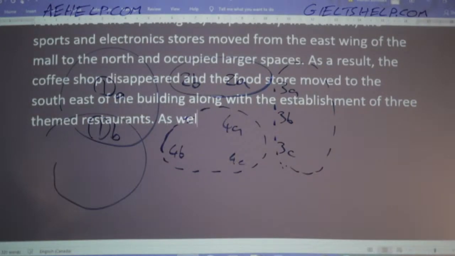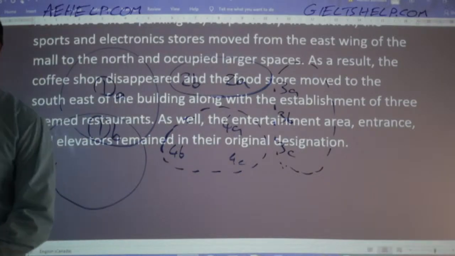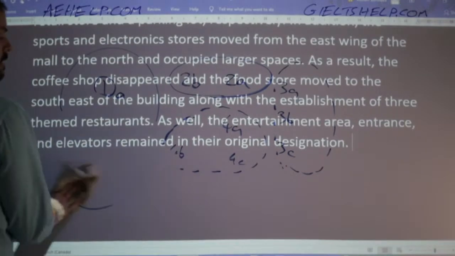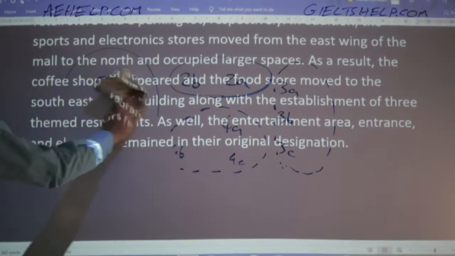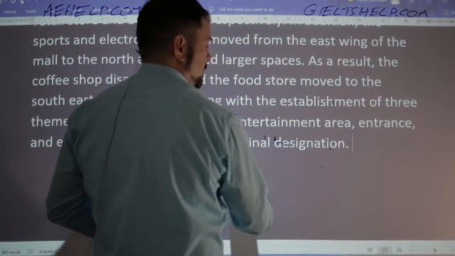So as well, the entertainment area, entrance, and elevators remained in their original design, or designation, let's say. It's even a better word, all right? Okay, so there we go. That's my analyses. Now, of course, you might take a little bit longer to think about the vocabulary, the sentences, the structure, and that's totally fine. Okay, again, you do have 20 minutes.